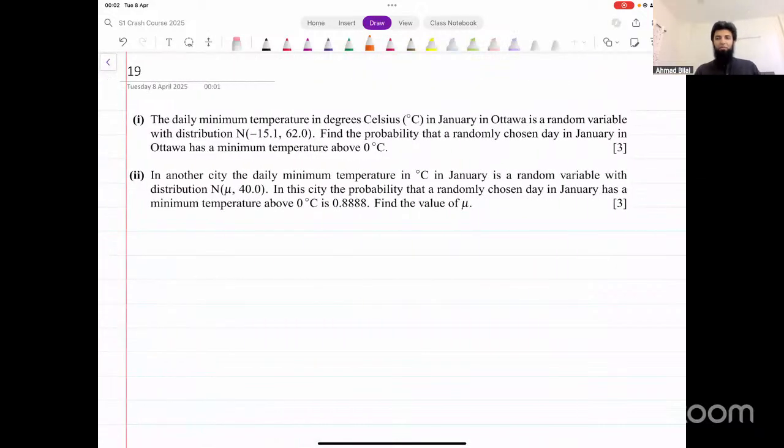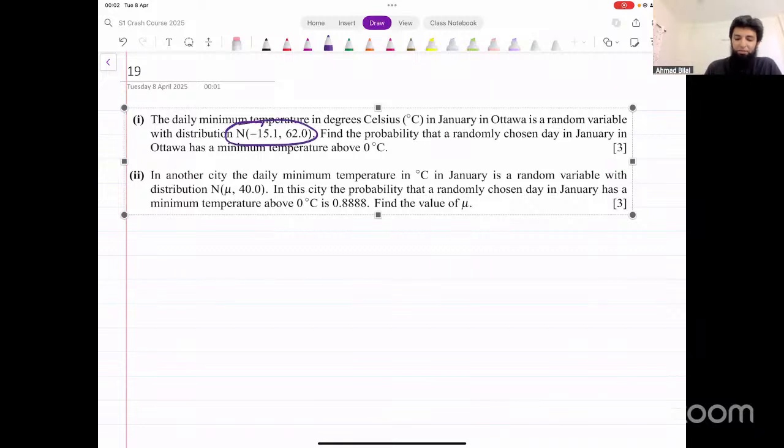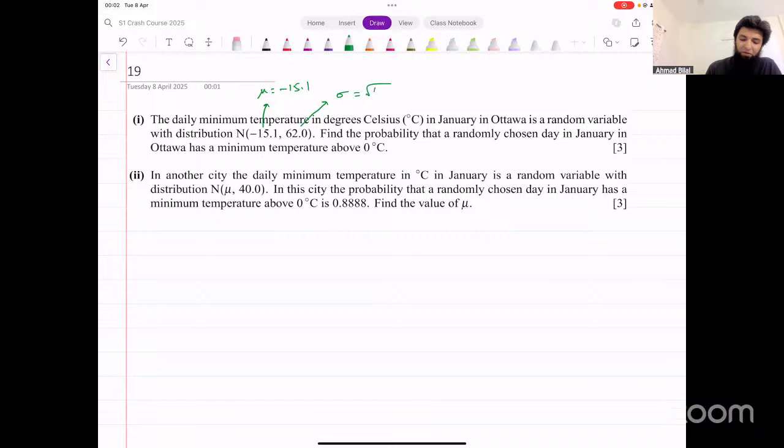Okay, question number 19 from the worksheet. Let's have a look at this. It says the daily minimum temperatures in degrees Celsius in January in Ottawa is a random variable with distribution this. What does that mean? The first number represents the mean. Mean is minus 15.1, and the second number represents the variance. So standard deviation is square root of that. That's square root of 62.